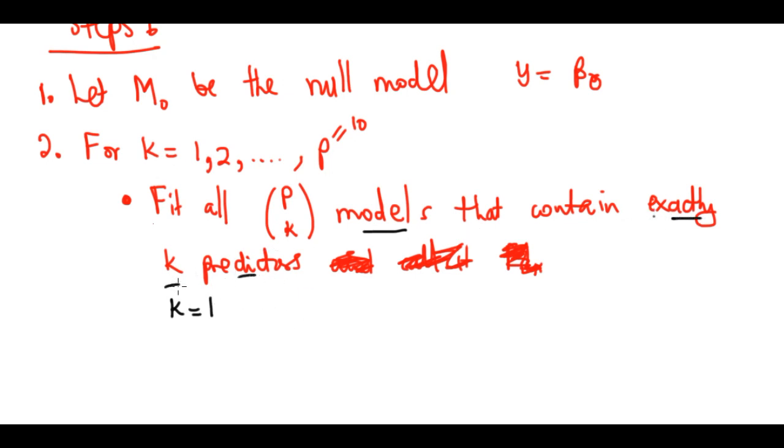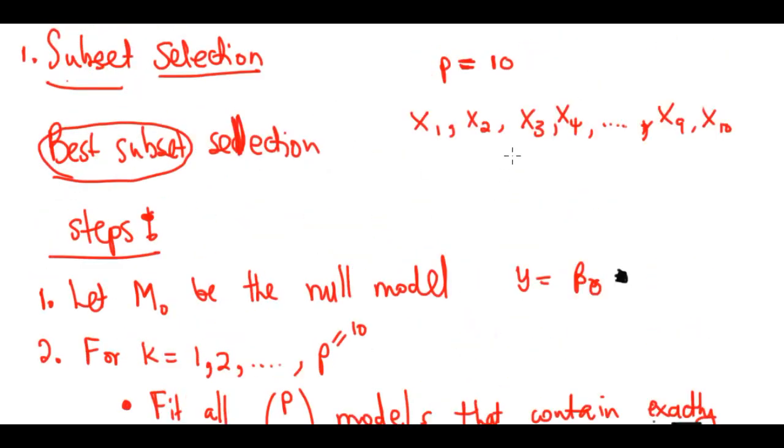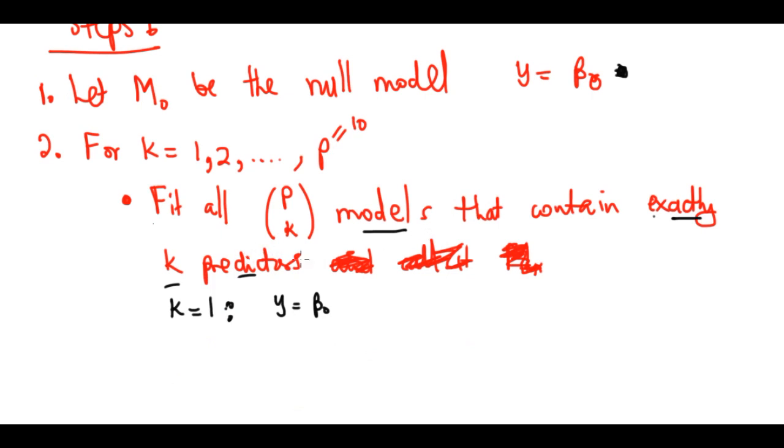So 1 predictor. We already have our y equal to beta naught. On top of this, we're going to fit all models that have 1 predictor. So it's going to be y is equal to beta naught plus beta 1 x1. We have 10 predictors here, x1, x2, x3. So how many models can we come up with that have 1 predictor? We can come up with this model here, with x1.